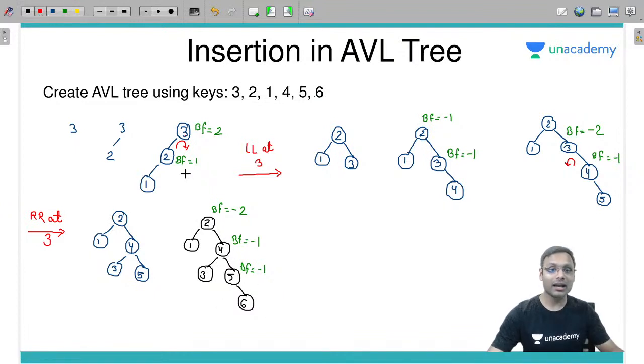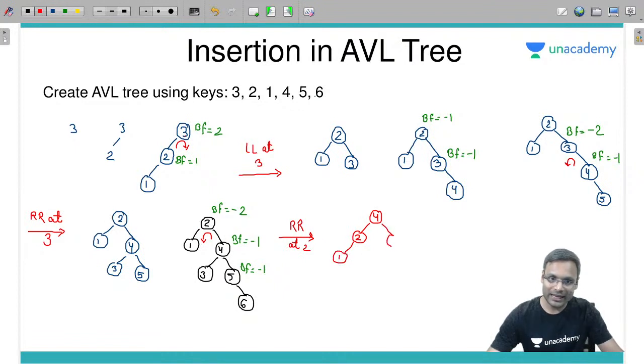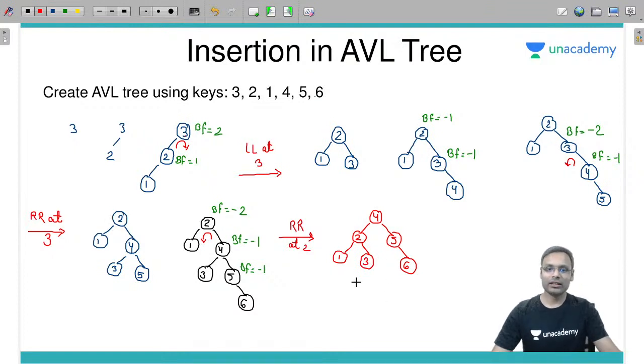RR at 2. You need to apply RR at 2. Let's do this. So 4 will go to the root. Its left is 2. Left of 2 is 1. Right of 4 will be as it is, 5 and 6. Left of 4 will go in the right of 2, here 3. This is the final tree. And this is of course a balanced tree.